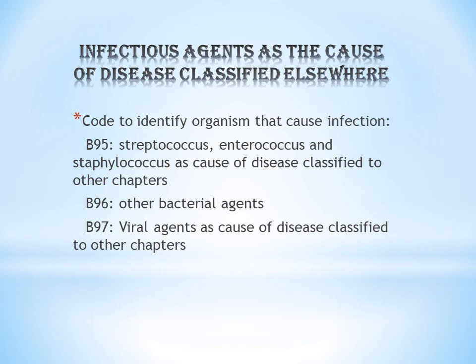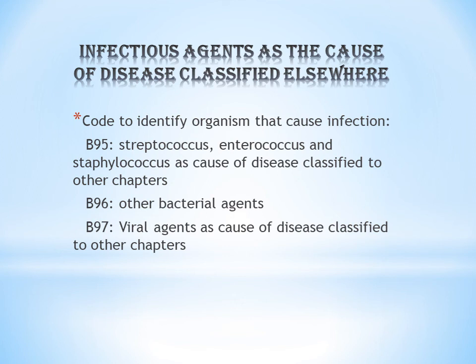The B95 codes include Streptococcus, Enterococcus and Staphylococcus as the cause of disease classified to other chapters. B96 means other bacterial agents, other than those listed in B95. And B97 means viral agents as the cause of disease classified to other chapters. So if in any condition of the other chapters we do not have an organism code in that particular chapter, we have to take a code from B95, B96, B97 additionally.